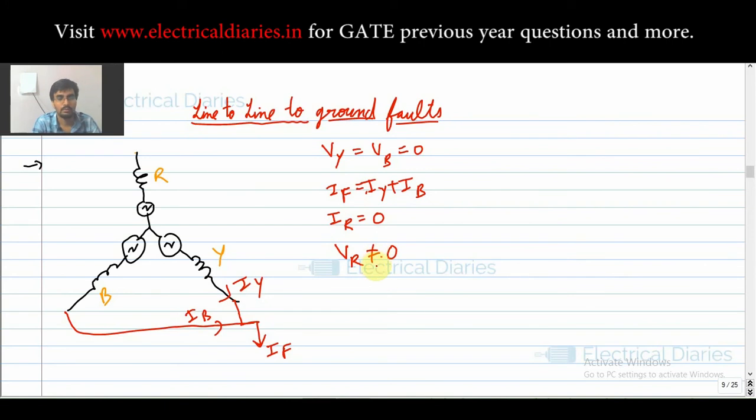Here the equation that you need to remember is that VR0 is equal to VR1 is equal to VR2 is equal to VR by 3, and your IF is equal to 3IR0. Now if you draw the equivalent circuit of such a fault, it will be drawn in this fashion.